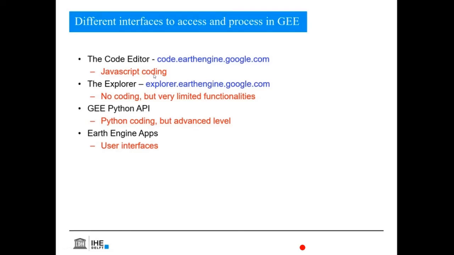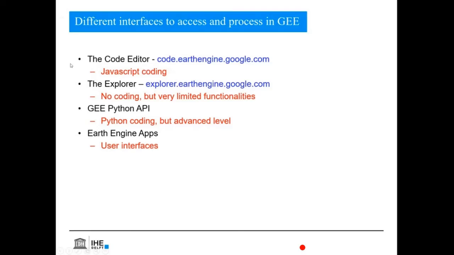Many people confuse it with Java. Java is different, JavaScript is different. Both are completely different. JavaScript is something which we usually use in web applications or websites. And then there is explorer.earthengine.google.com, which I'm skipping here, but you can all go in and explore yourself. There's no coding required, but very limited functionality. So once you see the power of code editor, you will not feel like going back to Explorer again. Explorer can do only a very few functionality, which is disappointing.